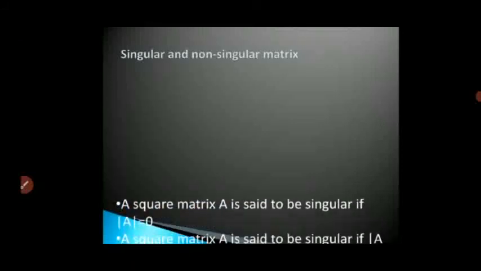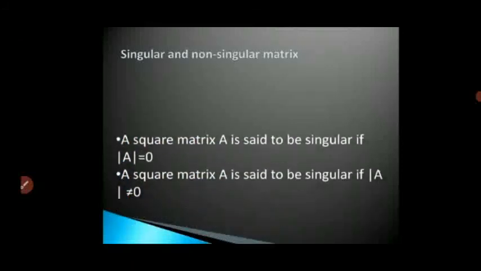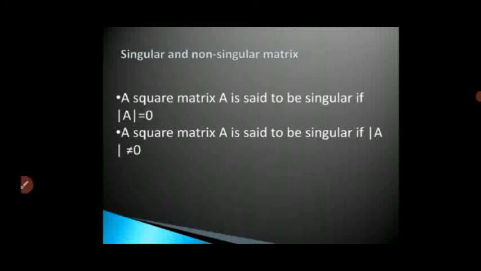Now, singular or non-singular matrix. A square matrix A is said to be singular if determinant of A is equal to 0, and if determinant of A is not equal to 0, then it is not a singular matrix.